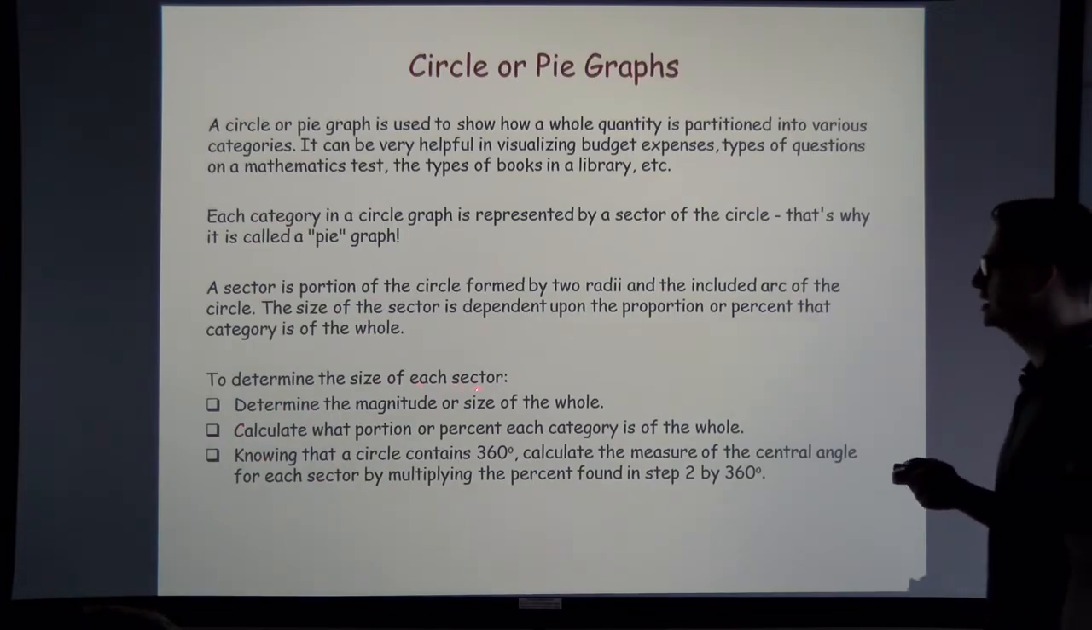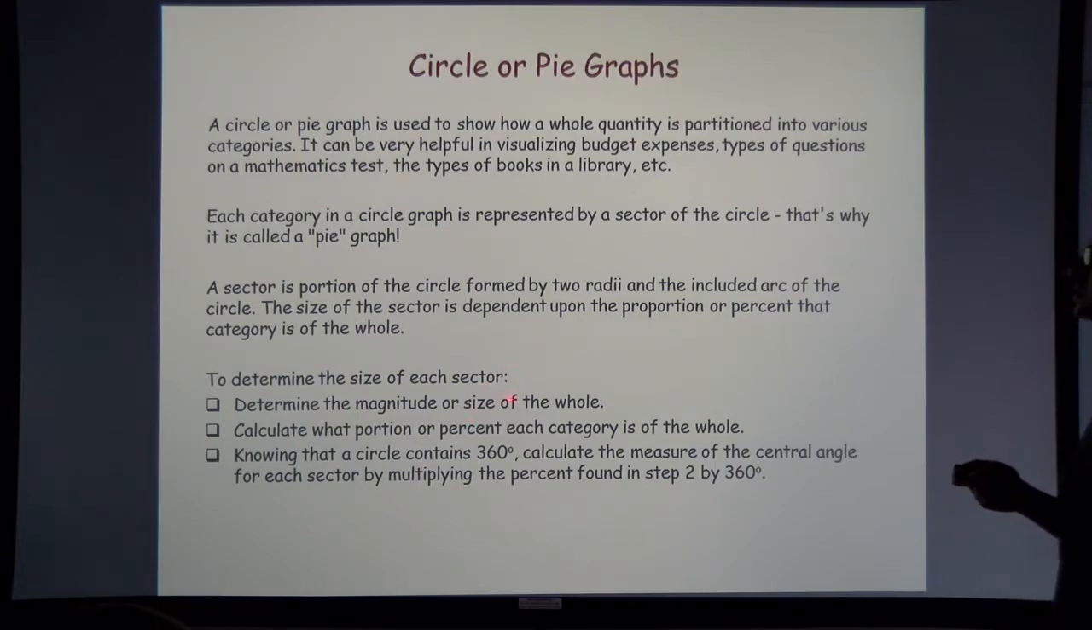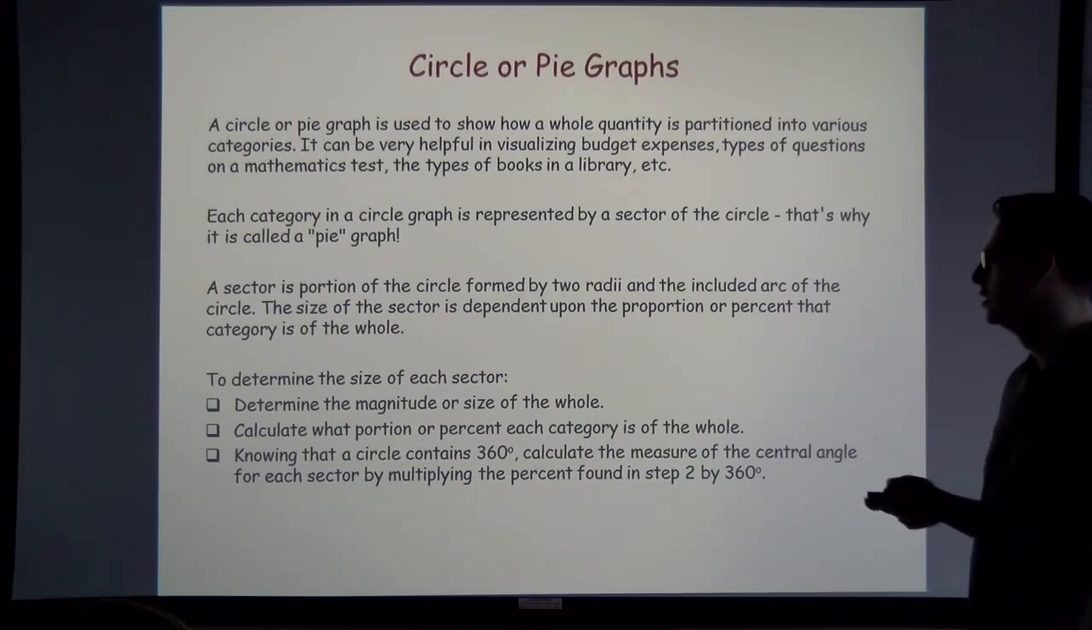So to determine the size of each sector, determine the magnitude or size of the whole. When dealing with circular pie graphs, you need to know how big a role one item or one category has on the entire graph.